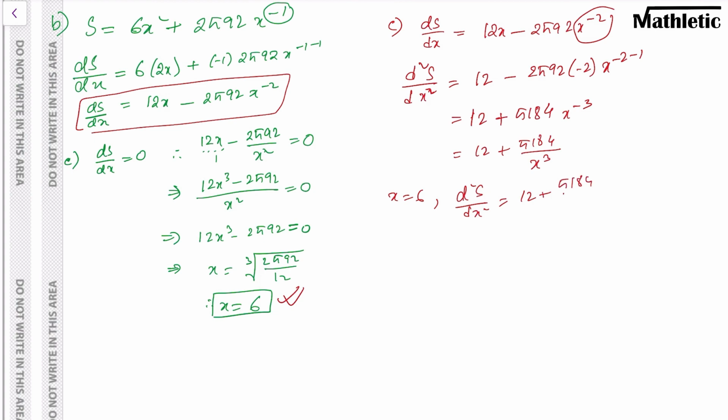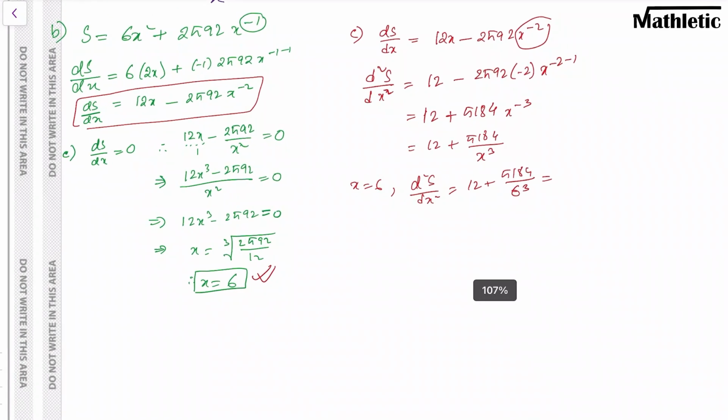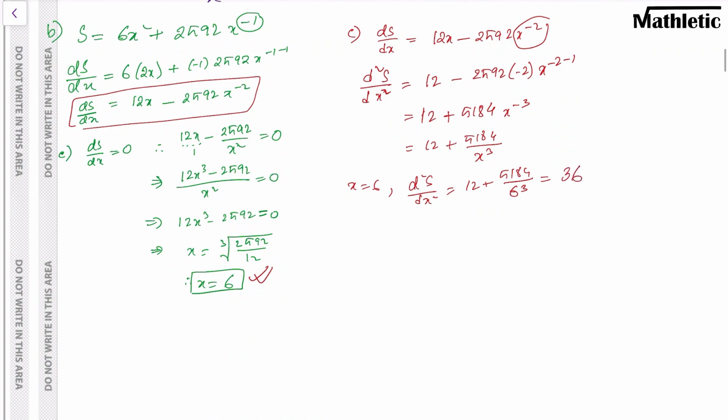Without substituting, you can just look at the value and mention that it's positive, right? But even if you want to find the value, you can calculate that. For example, I got 36, which is positive. So since d²S/dx² is greater than 0, it means x is actually a minimum.